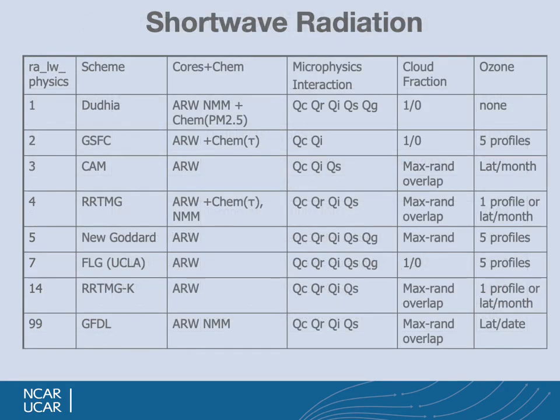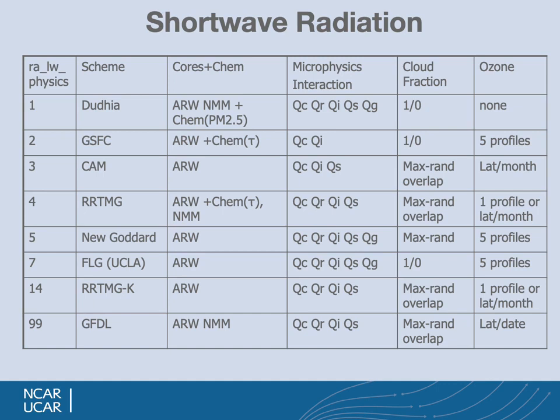And in this slide we have the overview of how they interact with the microphysics and the chemistry. You'd note that the ones with chem-tau are interacting directly with WRF-Chem, so that's the old Goddard, option 2, and the RTMG that interact with WRF-Chem through this optical depth, which is what chem-tau represents. And that's usually aerosols. And then the microphysics interactions are here as well. The schemes interact with the microphysical particles the same way as the long wave does. Cloud fraction again, same as long wave.